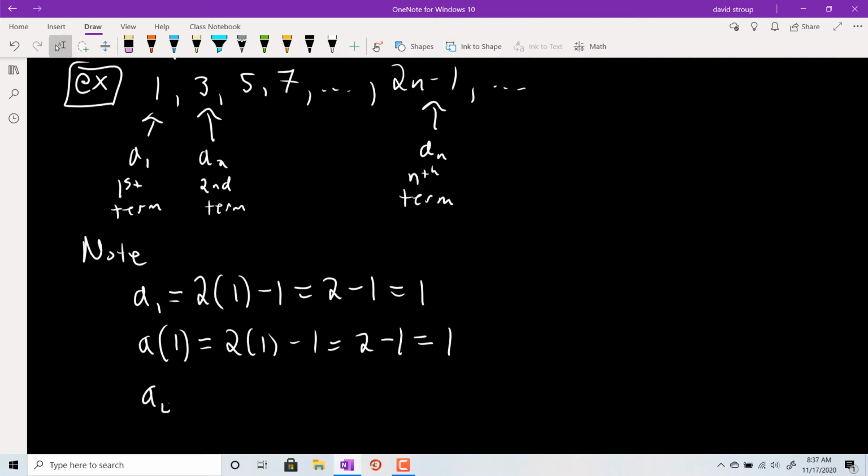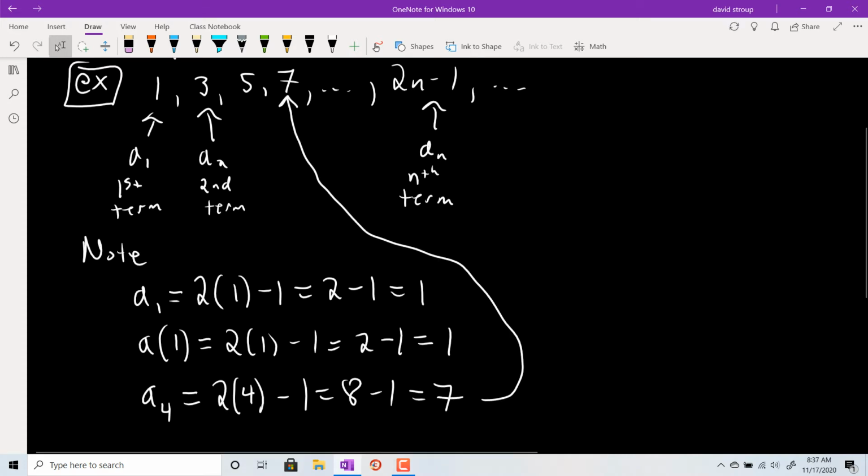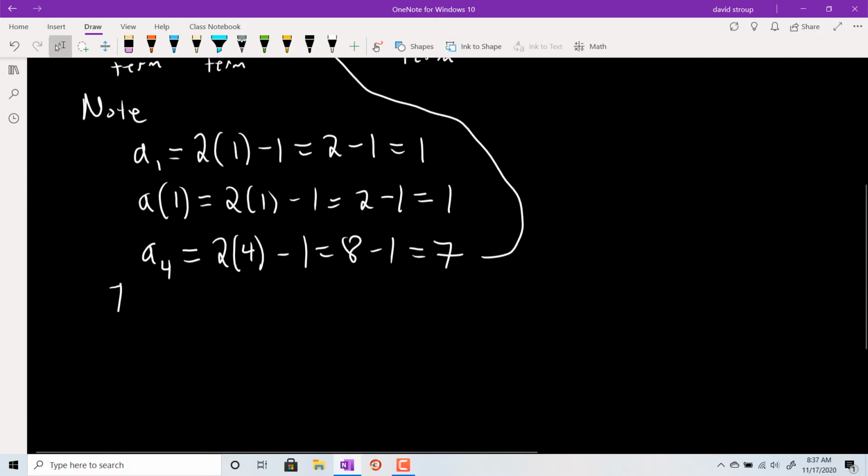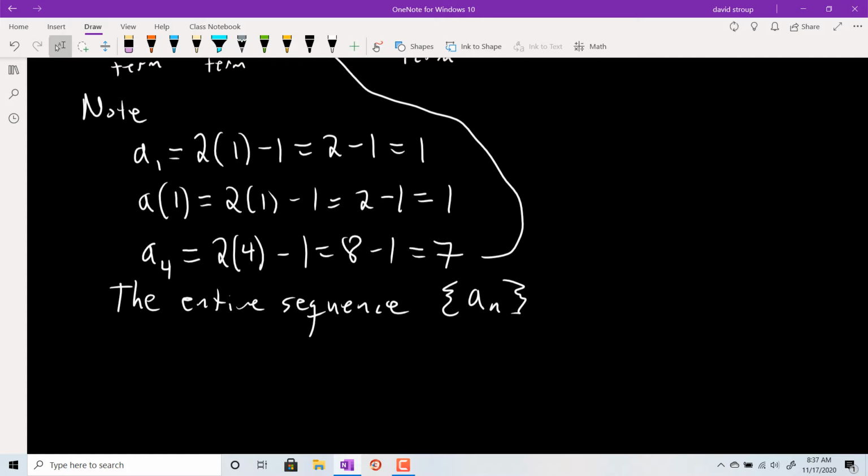So a sub 4, which you could think of as a of 4: to figure out that number, you just plug 4 into this formula. So you'd have 8 minus 1, that equals 7, and of course you look up here and there it is. The entire sequence will be given this kind of notation: a curly bracket with the formula for a sub n inside the curly bracket. We can also graph these things, but we usually won't.